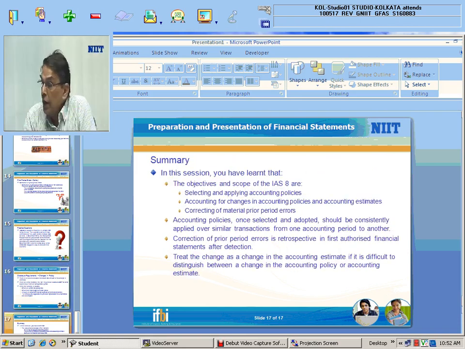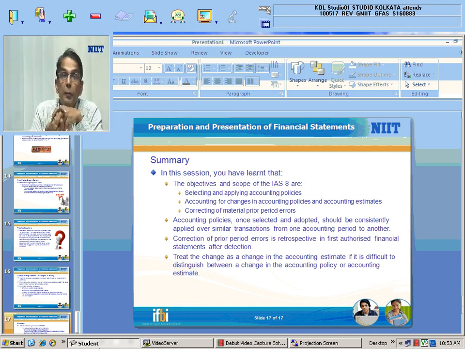So if you have any questions, you can ask at this point of time. We have basically discussed IAS 8, which deals with selecting and applying accounting policies, accounting for changes in accounting policies and accounting estimates, and correcting of material prior period errors. Please remember one thing: accounting policies once selected and adopted should be consistently applied over similar transactions from one accounting period to another. Correction of material prior period errors is retrospective in the first authorized financial statement after detection.